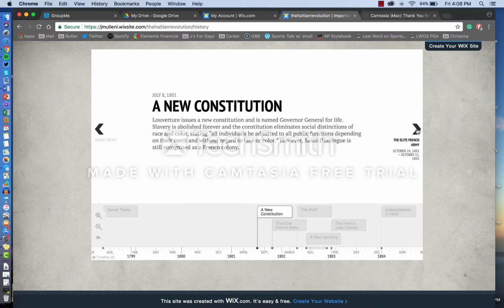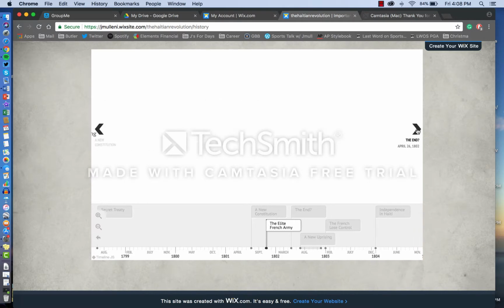In July of 1801, Louverture issues a new constitution and is named Governor General for life. Slavery is abolished forever, and the Constitution eliminates social distinctions of race and color, stating, quote, all individuals be admitted to all public functions depending on their merit and without regard to race or color. However, there's a catch here. Saint Domingue is not free at this point. It's still recognized as a French colony, so technically they are still under that control.